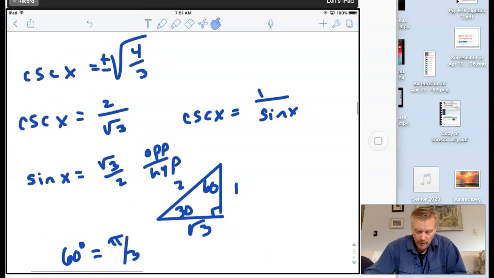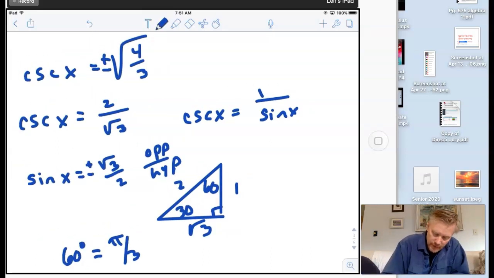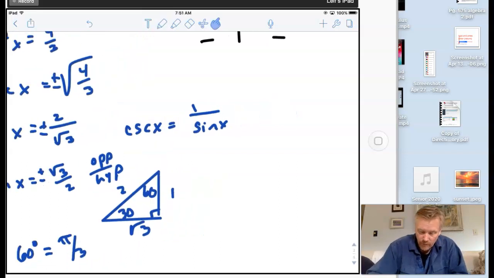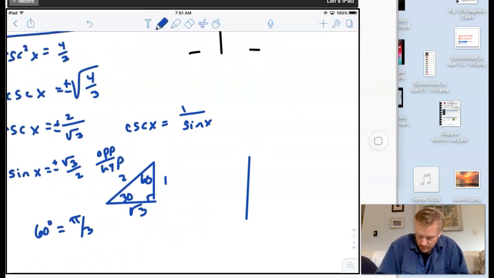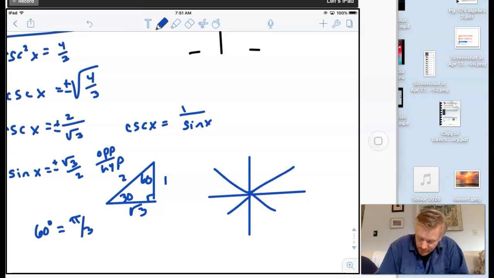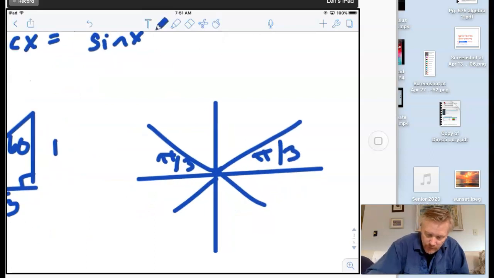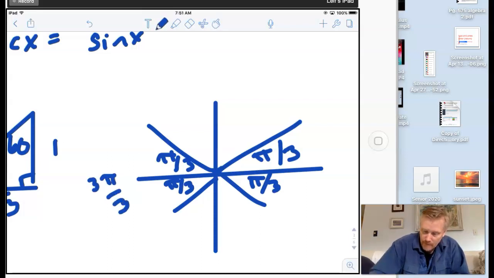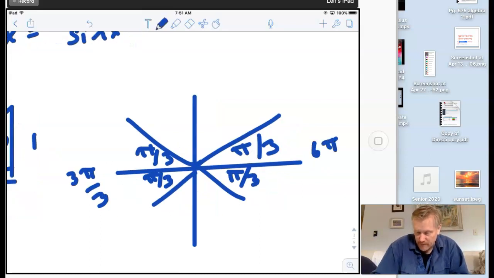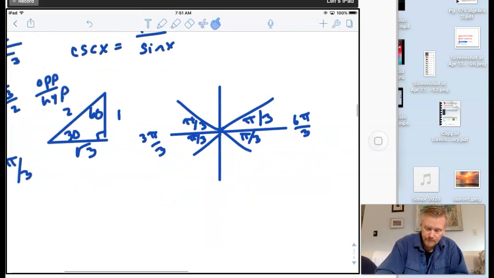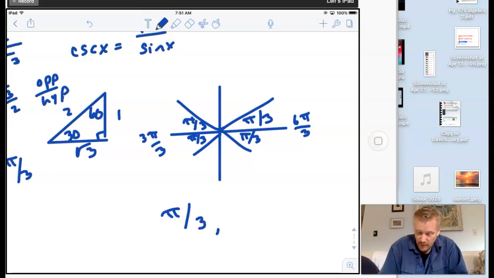And I've got plus or minus there. I don't want to lose that. So I'm going to have all four of them, all right? Back to my four reference angles. All four of those reference angles will be pi over 3. Halfway around would be 3 pi over 3, and all the way around would be 6 pi over 3, since that's 2 pi. All right, so my four answers. I know there are going to be four because I saw the plus or minus. Pi over 3.